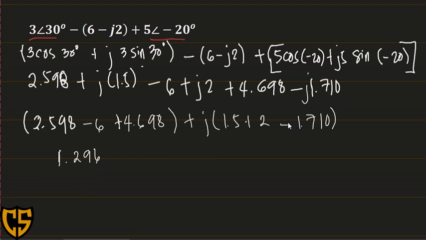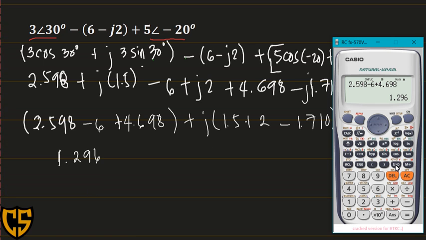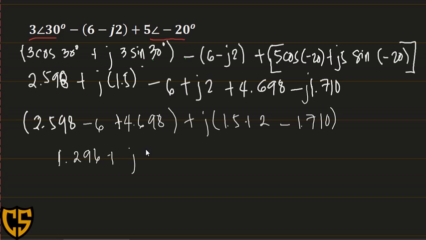Next, we are going to solve for our imaginary part. We have 1.5 plus 2 minus 1.710. And this is equal to positive 1.79. So plus j times 1.79. So now, this is our final answer.